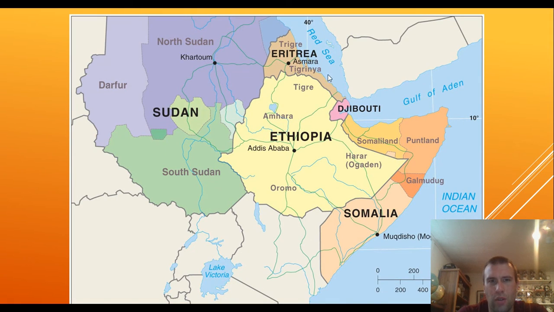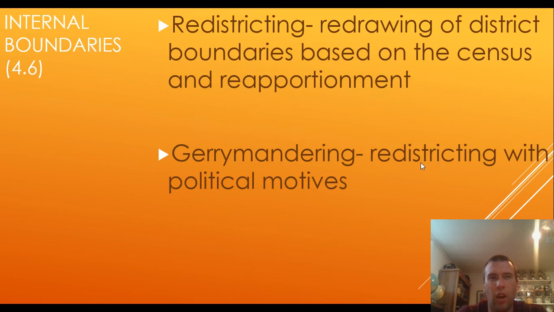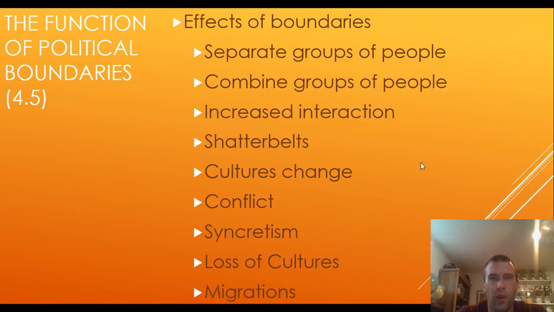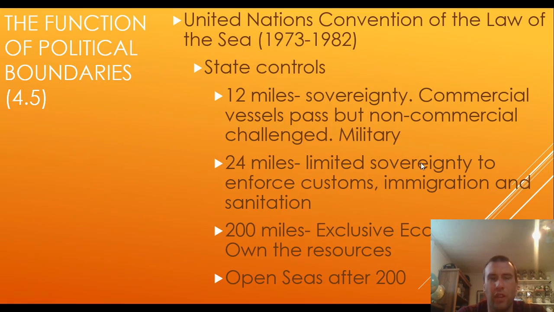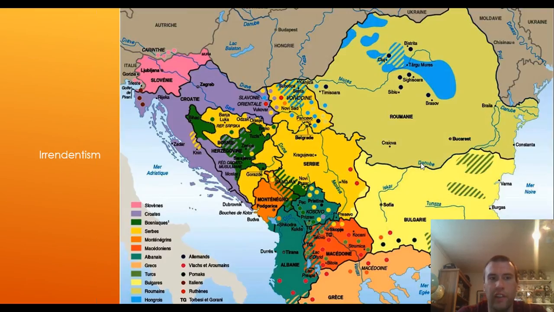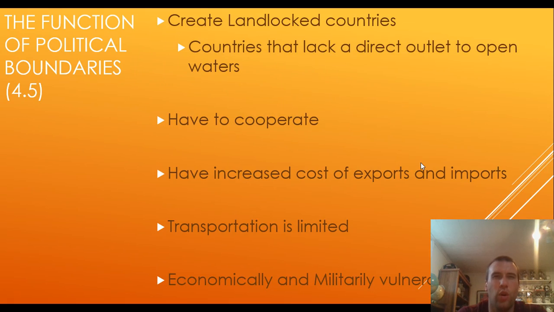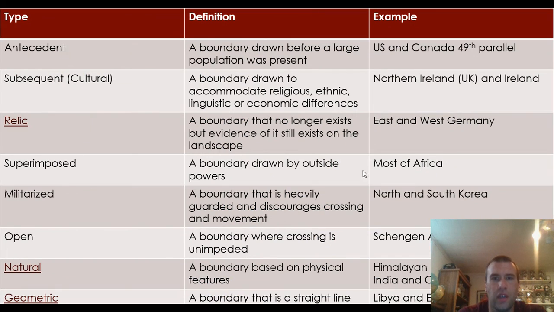I mean, take this region right here of kind of East Africa. Ethiopia and Eritrea, long civil war. Sudan, South Sudan. I mean, eventually in 2011, it resulted in South Sudan being independent. Darfur had a genocide. Somalia, civil war ravaged, multiple different autonomous regions. It is really hard to come up with borders that work really well. Make sure you know the UN Convention on Law of the Seas. Make sure you know irredentism, and make sure you know the different types of borders.